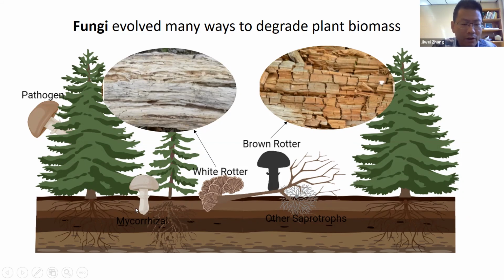Mycorrhizal fungi are one of these fungi, and they can grow together with the plant, so they can form symbiotic relationships. These fungi have a limited capacity to decompose plant biomass because they have to form symbiotic relationships with the trees by first colonizing the trees' roots.